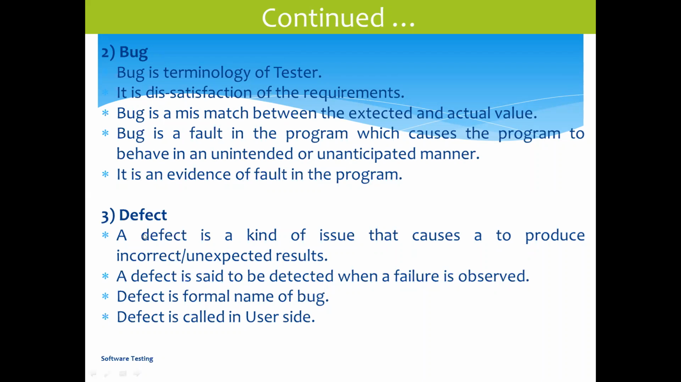Next is defect. A defect is a kind of issue that causes incorrect, unexpected results. So this is also the same thing as a bug. It will be found in the functionality only, but in which place will it be found?